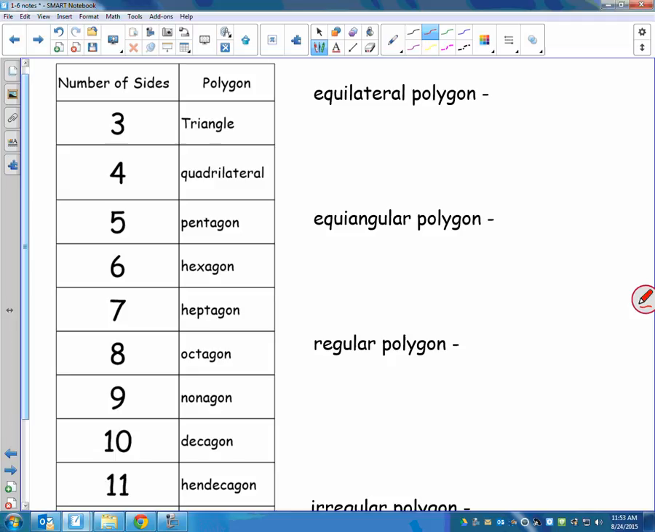Equilateral, what does that mean? What's equal? The sides. So equilateral means all sides are equal, and I'm using the word congruent because congruent is a geometry way of saying equal. So equilateral, all sides are congruent. What do you think equiangular means? All angles are congruent.